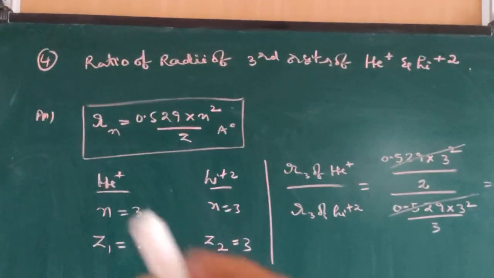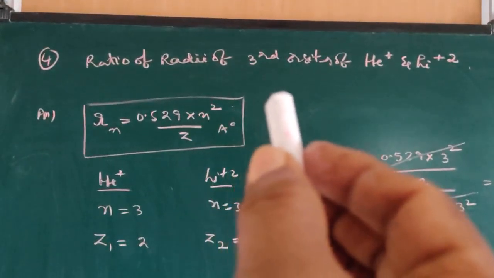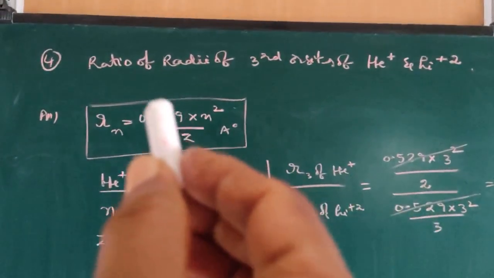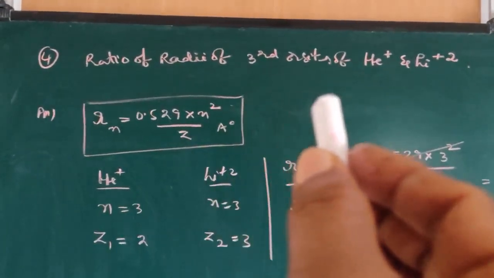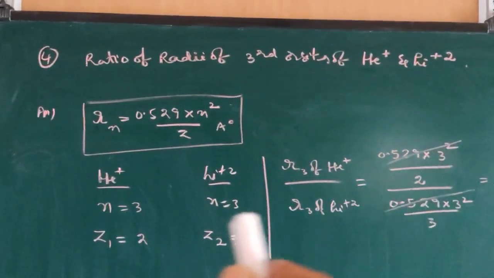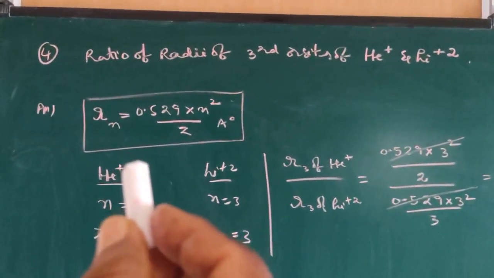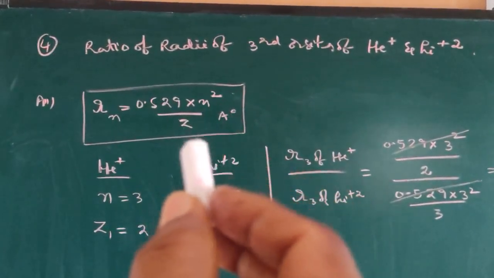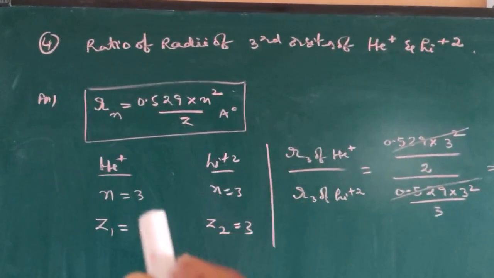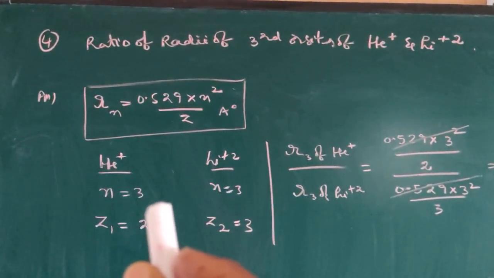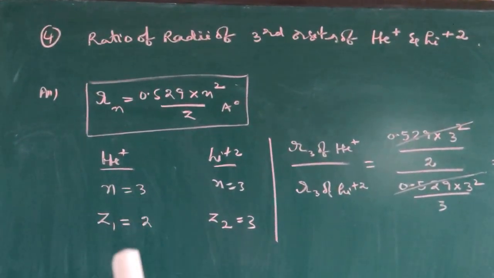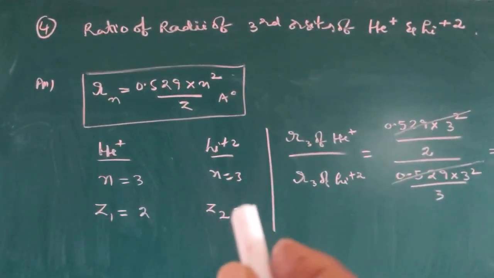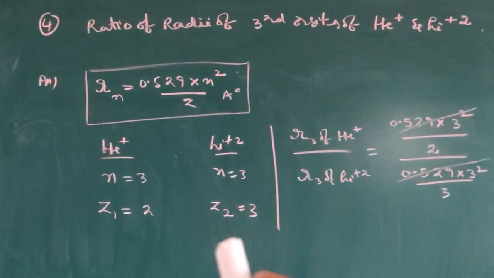This one. Ratio of radii of third orbits of helium plus and Li plus 2. The radius of the nth orbit we already know, that is equal to 0.529 into n square by Z angstroms. For helium, n is equal to 3 given, and Z is equal to 2. For lithium, n value is 3, both are the same, and Z is equal to 3.